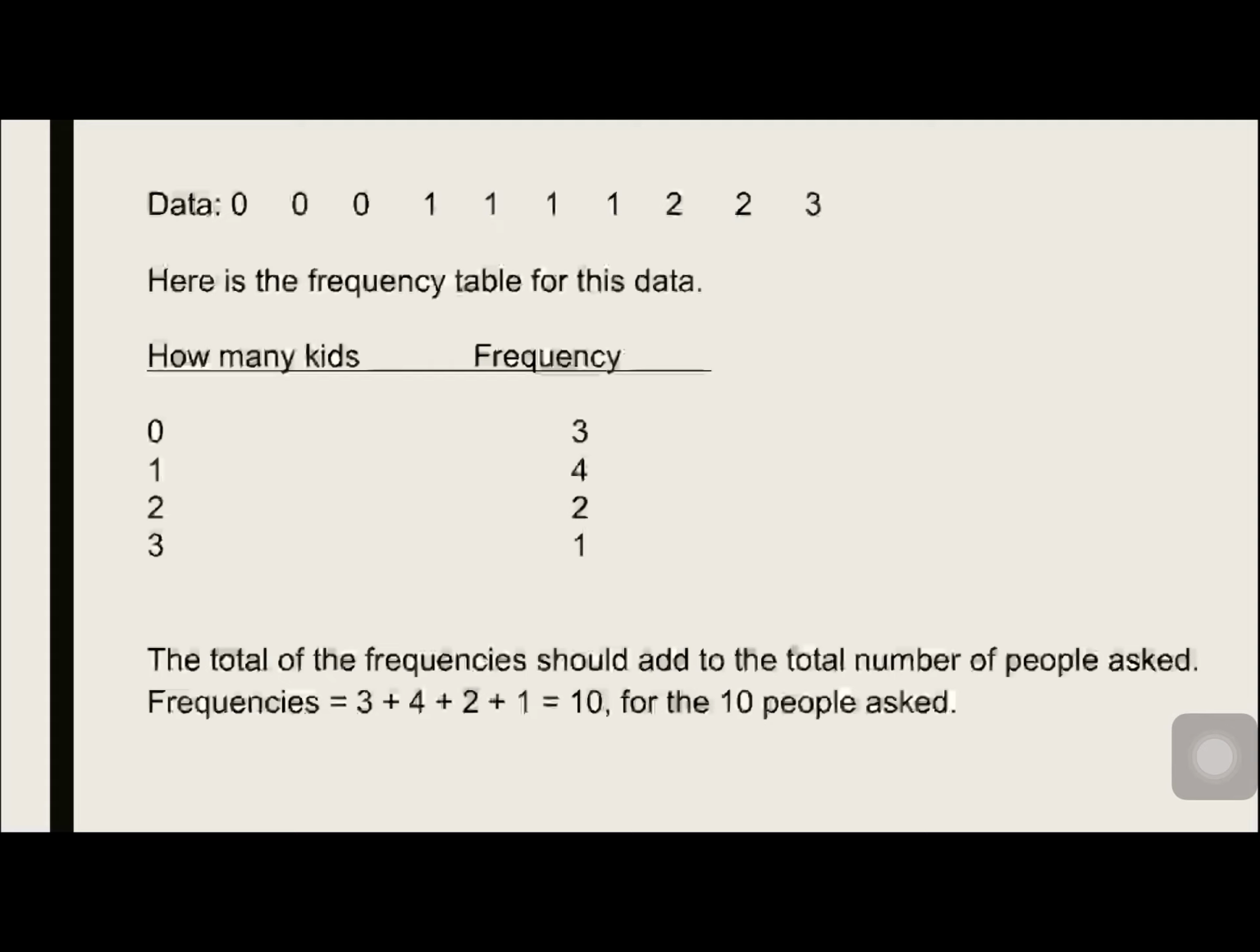The total of the frequencies should add to the number of people asked. So 3 plus 4 plus 2 plus 1 equals 10 for the 10 people that were asked.